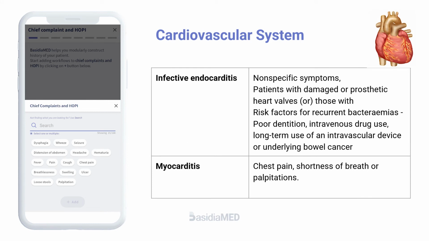Cardiovascular system. Infective endocarditis occurs commonly due to infection of the heart valves. Symptoms are usually nonspecific, and the diagnosis should be considered in patients with damaged or prosthetic heart valves, or those patients with risk factors for recurrent bacteremias, for example, poor dentition, intravenous drug use, long-term use of an intravascular device, or underlying bowel cancer. Myocarditis is caused by viral infections and may be associated with chest pain, shortness of breath, or palpitations.